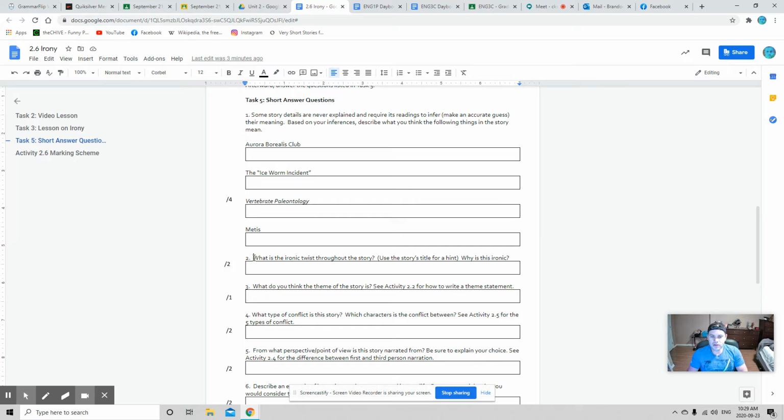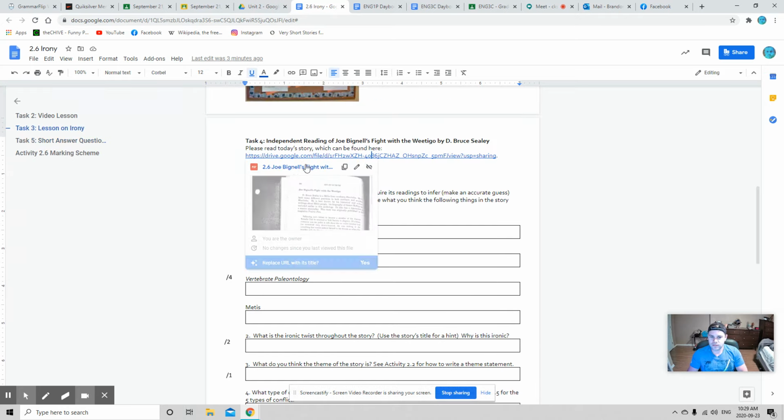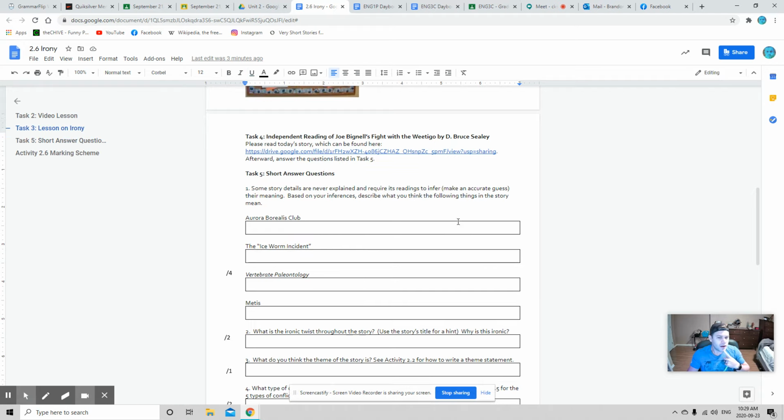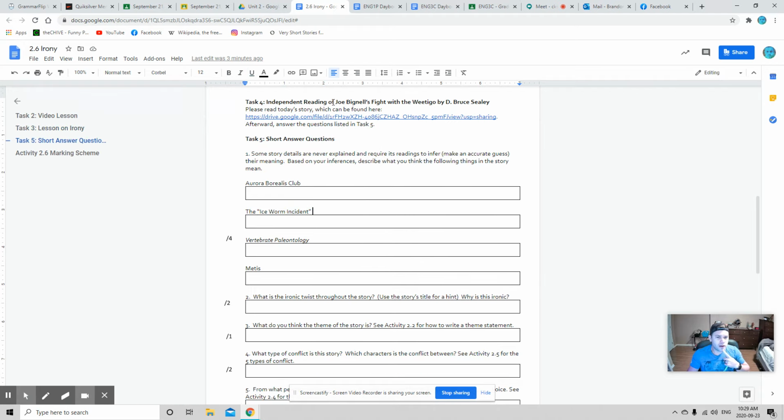Number 2, what is the ironic twist throughout the story? Use the story's title as a hint. And why is this twist ironic? So you may need to read the story more than once, which is fine because it is a really short story. But the story is called Joe Bignell's Fight with the Wendigo. And a hint could be, we're expecting a fight. Does the reader receive a fight throughout the story? And be sure to explain your answer.